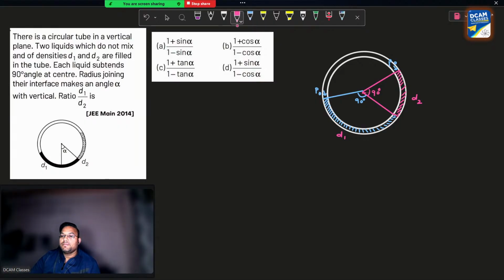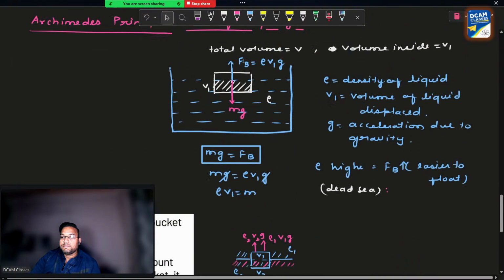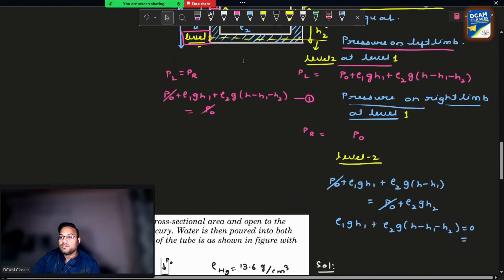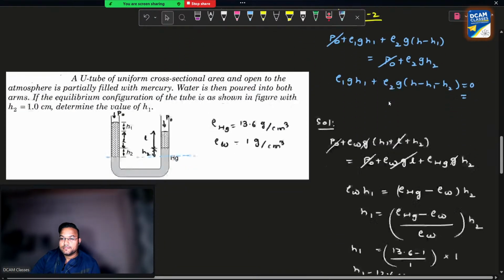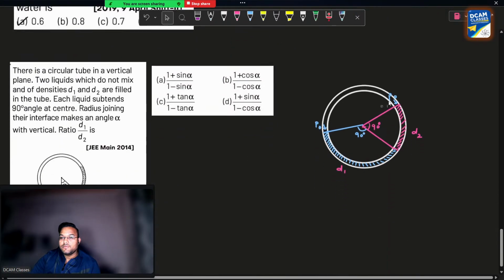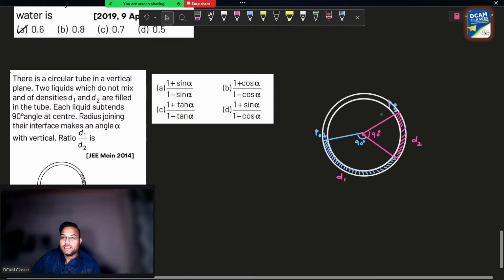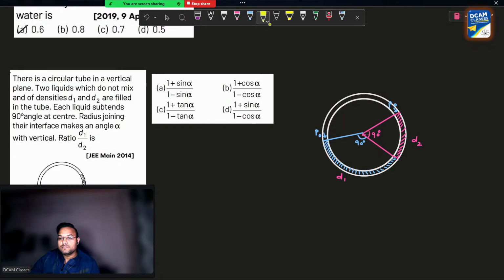No need to divide it into components. Just you have to apply that law, Pascal's law I have told you, no? Pressure in the same connecting liquid at the same height is equal. So either you can take this level, this is the same liquid now, or you can take the bottom level, and equate the pressure on the right limb and the left limb.